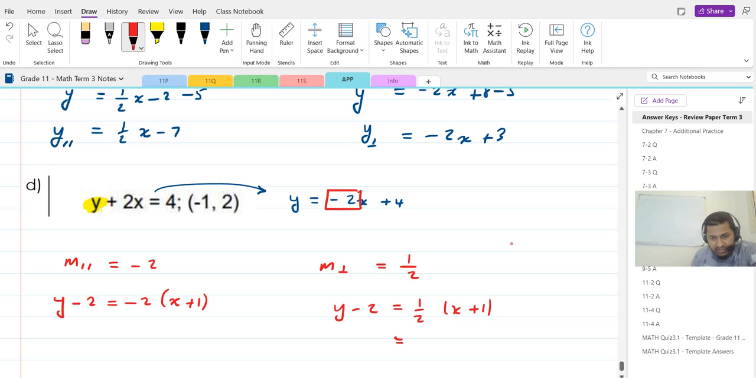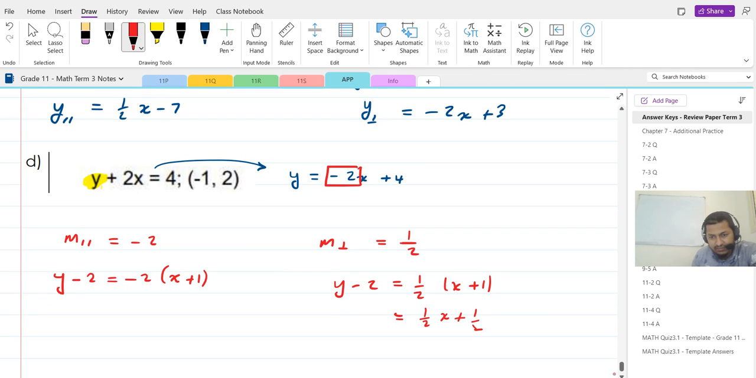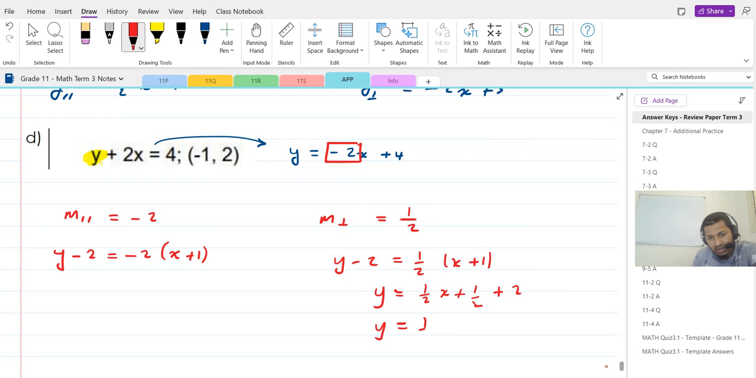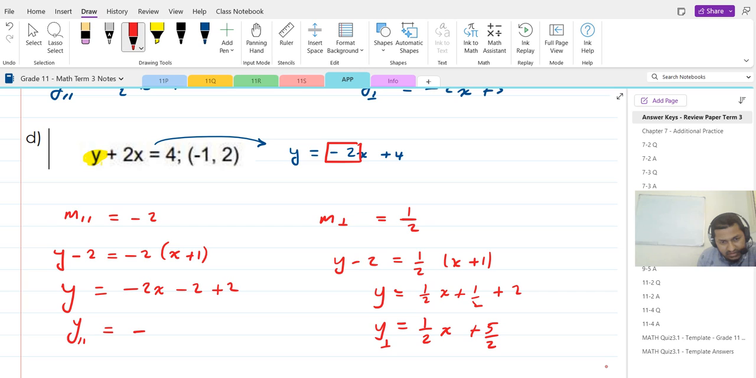So taking the 2 over, we got half x plus half, right? Half x plus half plus 2, because we take the 2 over and open this up. Now we get half x, half plus 2 is plus 5 over 2. That's the perpendicular, and the parallel is y equals negative 2x, negative 2 plus 2. So y parallel is just negative 2x. Plus 2 minus 2 cancels out like this.